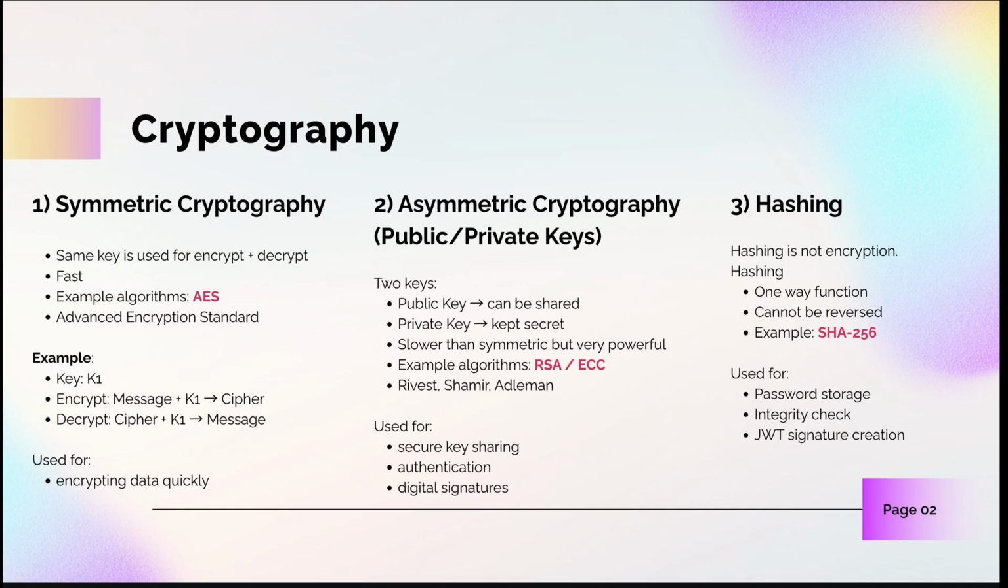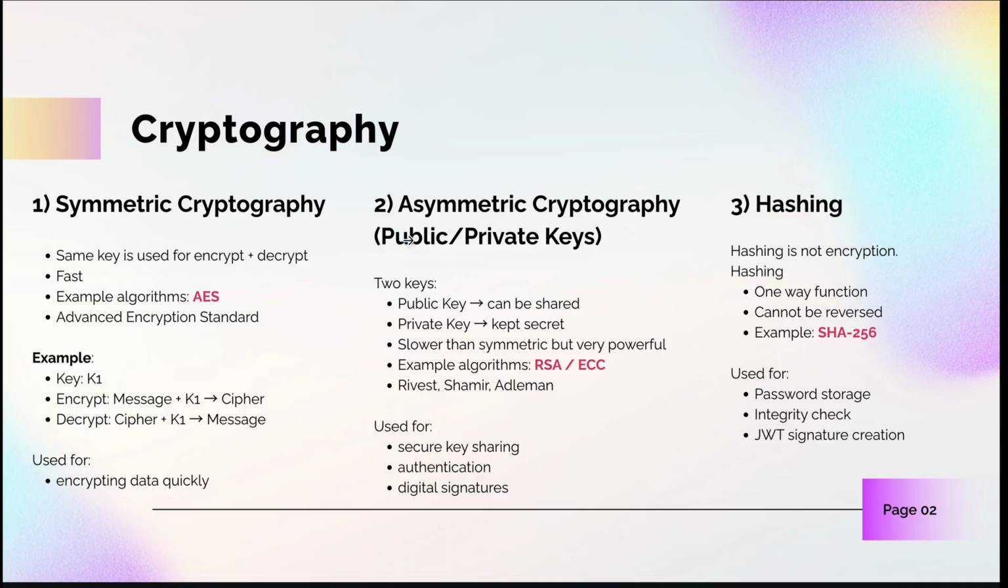Symmetric cryptography has the same key for encryption and the same key for decryption. For example, the AES algorithm. AES stands for Advanced Encryption Standard. For example, you have the key K1, so you encrypt the message using the key and you get the cipher. The cipher is the unreadable text. For decrypting, we have the cipher, we use the same key, and then we get the message. So this is used for encrypting data quickly.